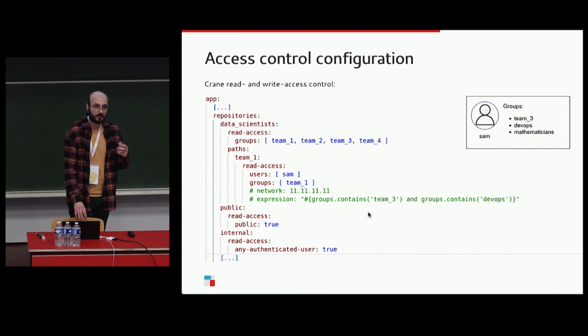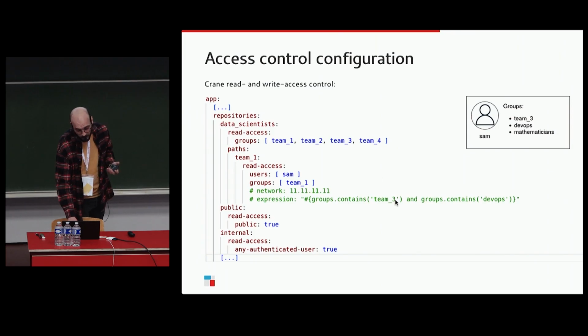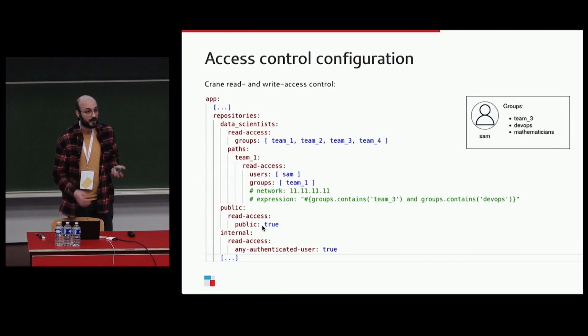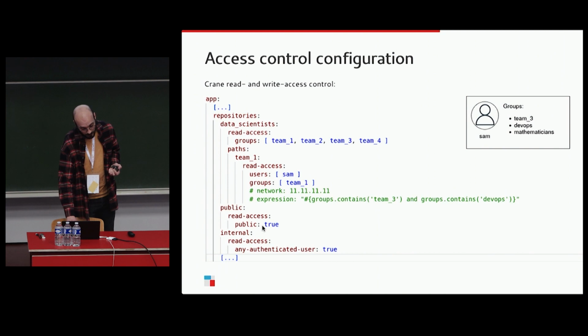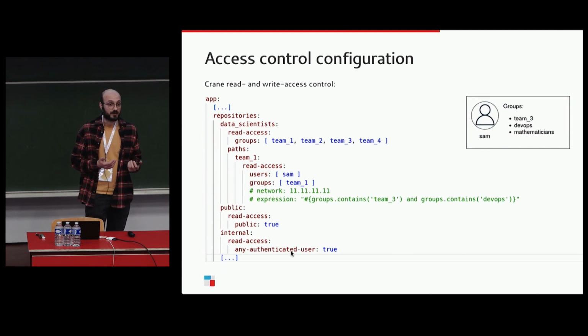Well, that's quite advanced, I guess. It uses a SpEL expression from Java to define more complex access control. For example, in this case, if we only had this rule, only people that are both in Team 3 and DevOps team would have access to the Team 1 data folder. And some more simple options like the public option, which allows any user to see the files you've shared, and any authenticated user option, which allows any logged-in user to see your data.